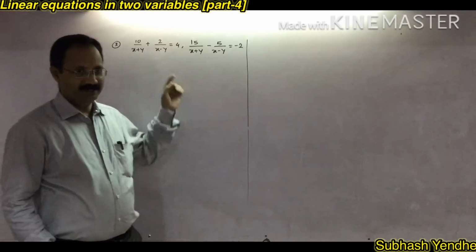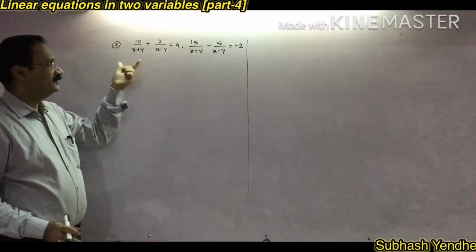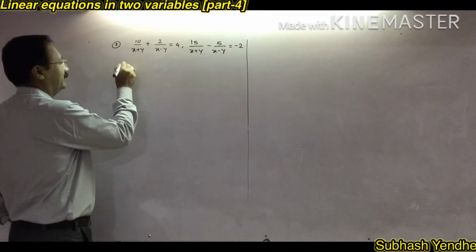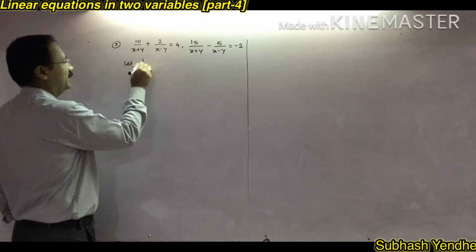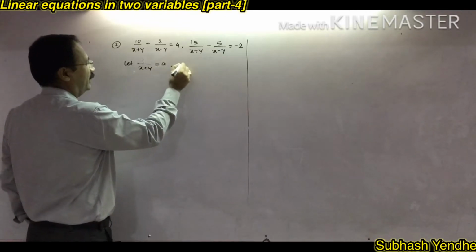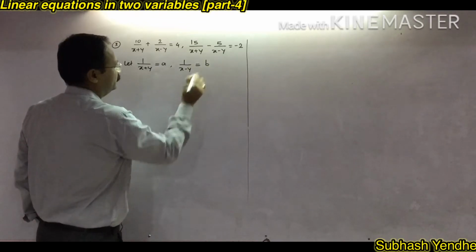Let's start with sum number second. Now observe this. This is again a different one. But here you can take let 1 upon x plus y equals a and 1 upon x minus y equals b.